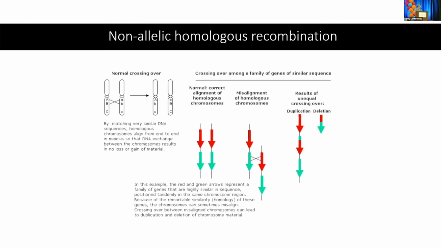So you can see here, if that doesn't occur appropriately, you end up with two potential results. One is the duplication and one is a deletion. So basically, we want chromosomes to align appropriately to one another. And if they don't align appropriately when they break apart, you can end up with a missing or extra piece.